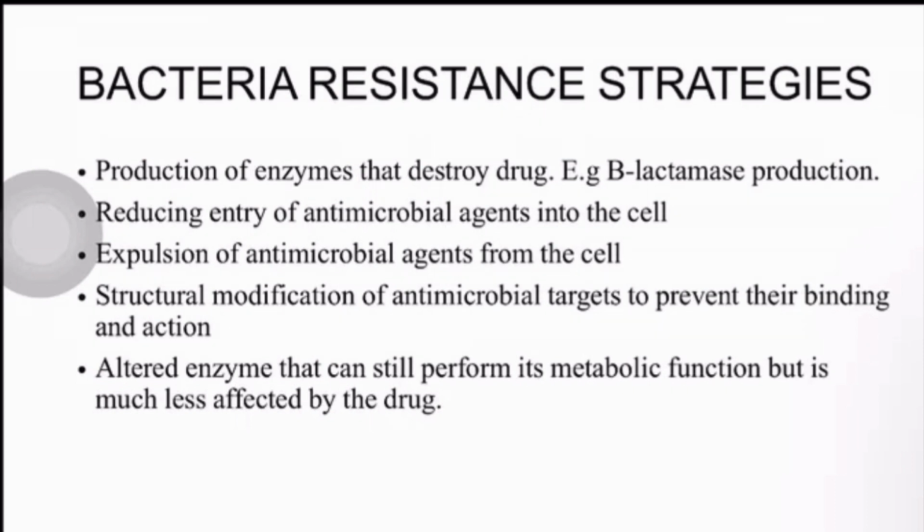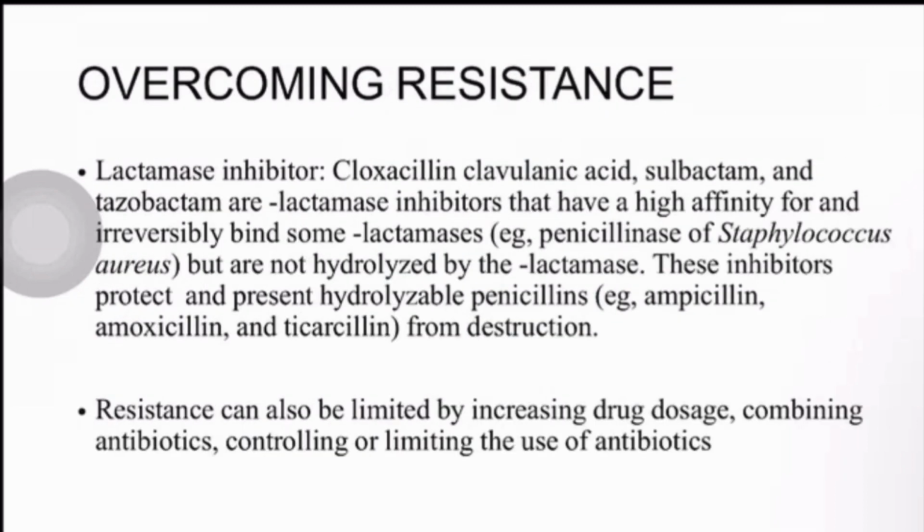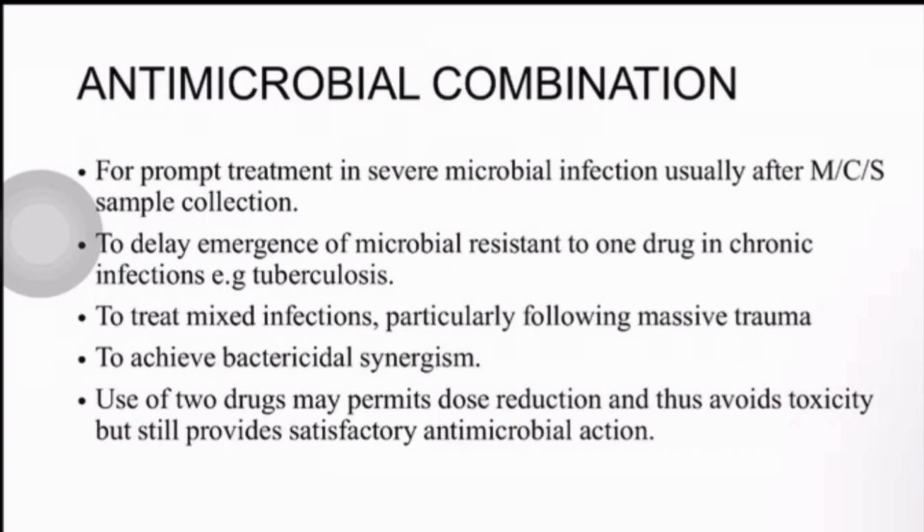There are some bacteria that produce beta lactamase, which would destroy the beta lactam ring. So additional drugs like clavulanic acid are used to inhibit this effect. Then this is overcoming the resistance. Then antimicrobial combination. This is actually done to achieve bacterial synergism, as the use of two or more antibiotics to treat mixed infections can prove to be significantly more effective than just using one antibiotic.